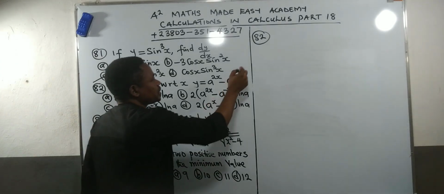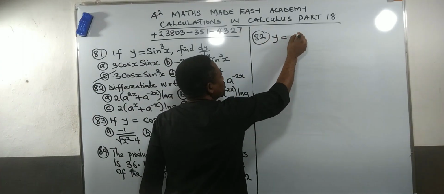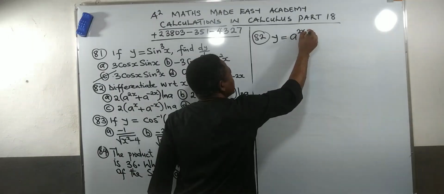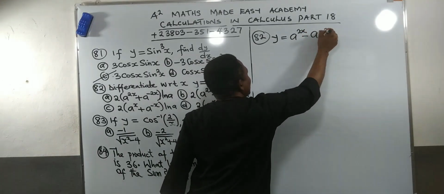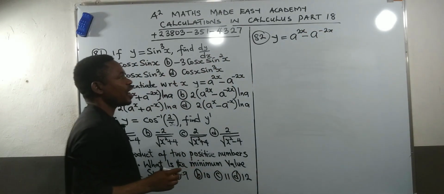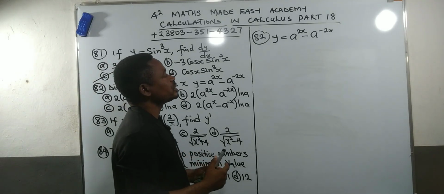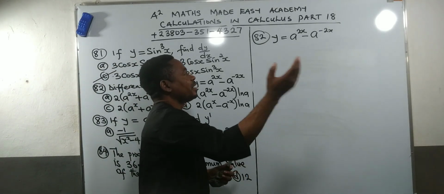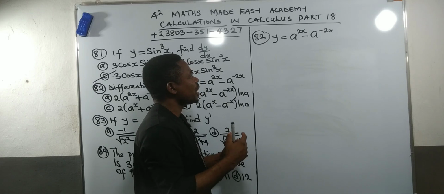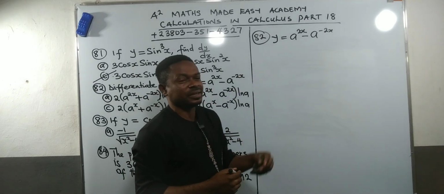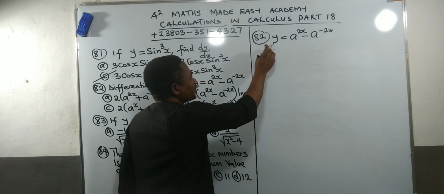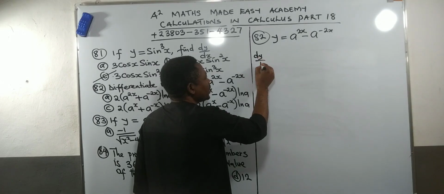Now let's start. This is y equal to a raised to power 2x minus a raised to power minus 2x. Are you with me now? Now I'm going to use the direct method, this one is obvious, it is already known. It's a direct question. Now what do you expect? Differentiate one after the other.